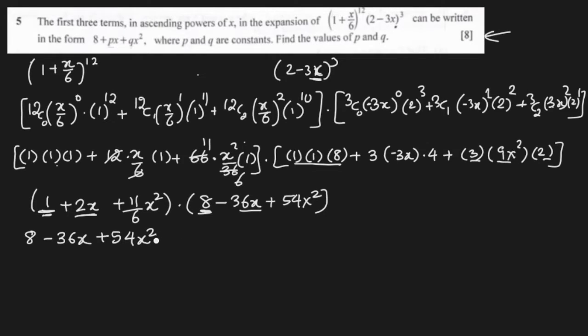Plus 2x times 8 is 16x, accepted. 2x times 36 is 72, negative 72x squared, accepted. Now, x times x squared will be a cube, so no need to write it. Let's go to the third one: 11 over 6 times 8 is 88 over 6 x squared. If I multiply x squared with this x, it will give me a cube, and that will give me power 4, so I'm not writing any more. These are the ones we need. So 8 remains 8, and we got 8 here. Now 36x and 16x will be minus 20x.